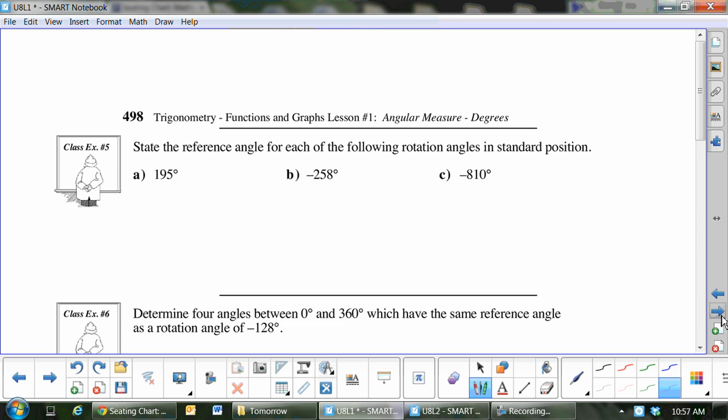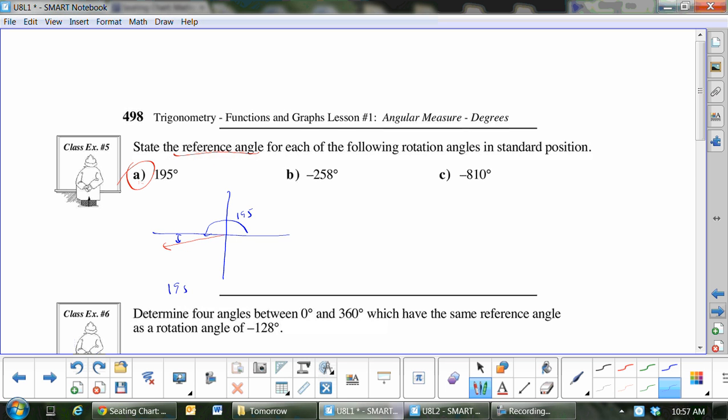Now, let's just state the reference angle. We'll just do one of them so you understand. Now, they give me the rotation angle is 195. So we got to think 0, 90, 180. So 195 is over here. Okay? So out of common sense, not memorizing, how could I find this angle if I knew that this was 195?